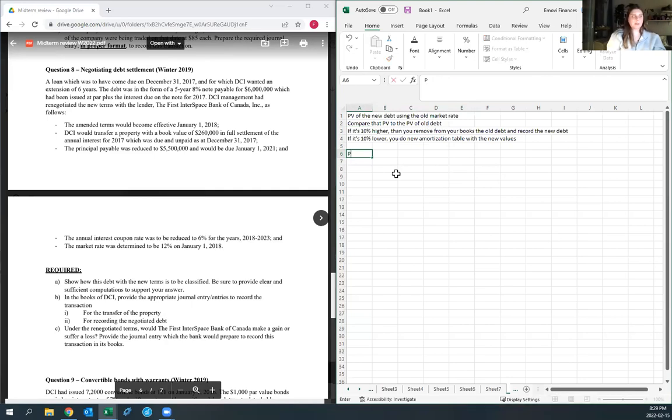So we're going to find first the PV of my old debt. The present value is $6 million because it's due on December 31st, 2017, so we don't really have to crack our heads with that. And we're going to find the PV of the new debt. That new principal is $5.5 million, so that's the future value. The market rate that we're going to use is the old market rate, so it's going to be 8%.